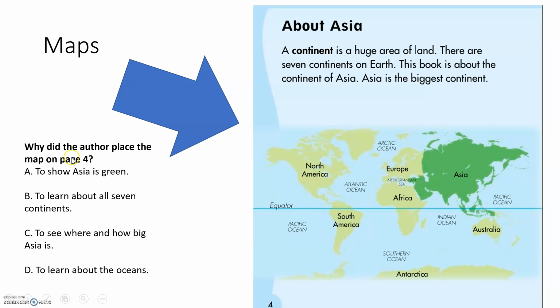Or do you think that the author placed the map on page 4 to help us learn about the oceans? Well, it does tell us about the oceans, but we know this page is all about Asia. So I think that the author wants us to see where and how big Asia is, because the text tells us that Asia is the biggest continent, and they have it in green so we can see exactly where Asia is in comparison to our other continents. Remember, guys, this is called a map, and a map helps us see where things are.